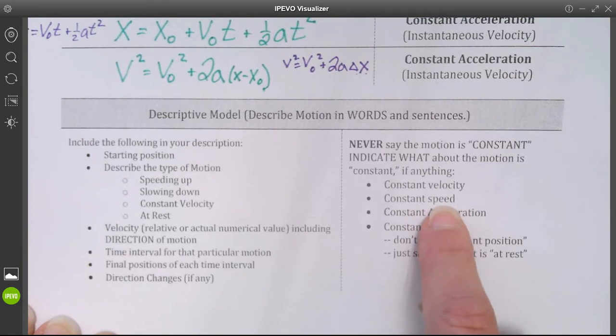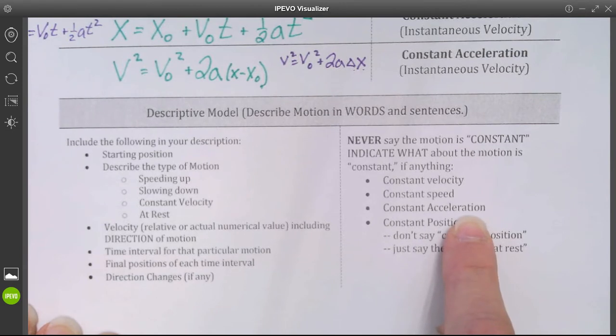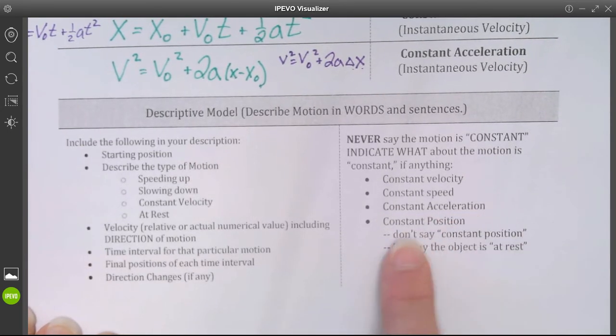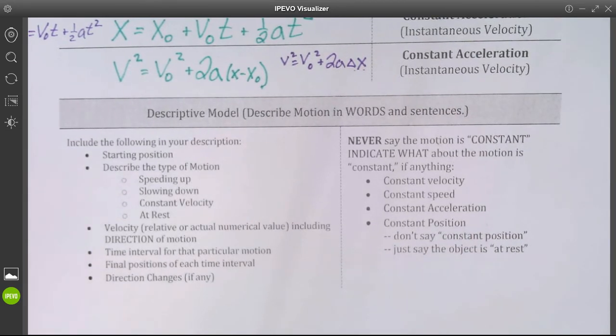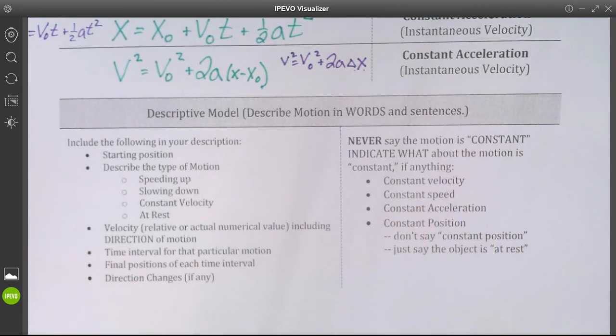Is it constant velocity or constant speed? Remember, something can have a constant speed but change direction, then it's not a constant velocity. We have a constant acceleration. So we can have a constant velocity and no acceleration, or we can have a constant acceleration and a changing velocity. If the position is constant, just say the object is at rest. Saying constant position, while technically correct, is just kind of awkward, and most people don't use that. If you say constant position, I'll know what you mean. But again, don't just say the motion is constant. Explain what exactly is constant.